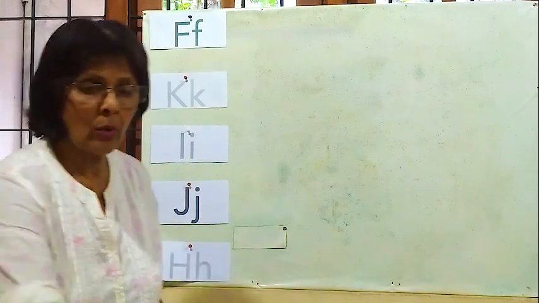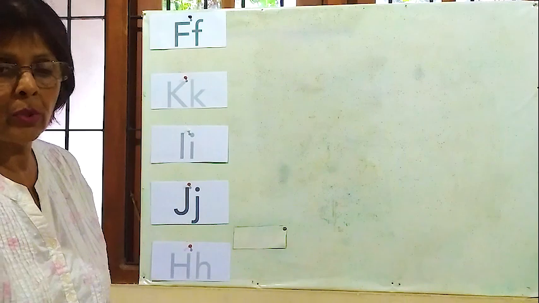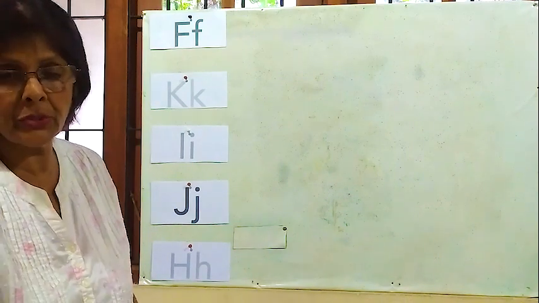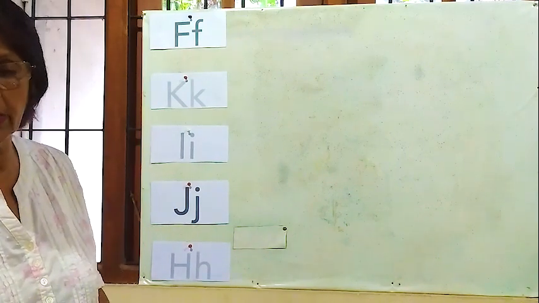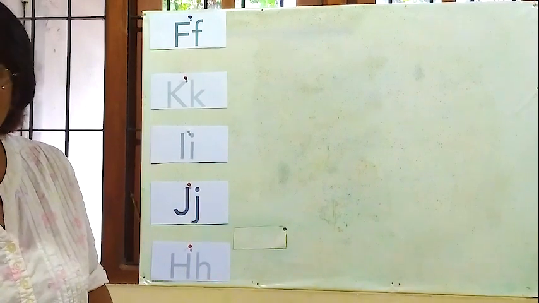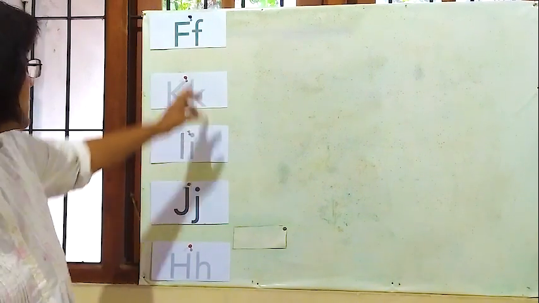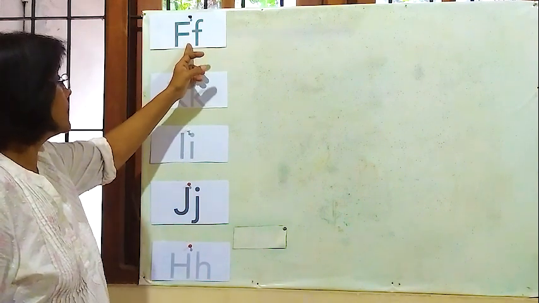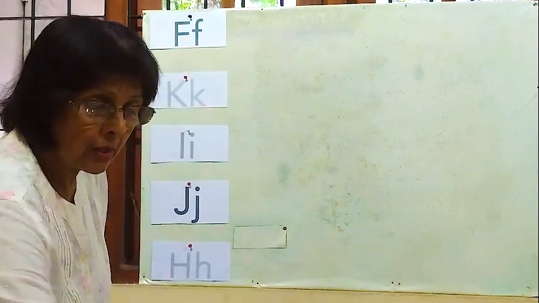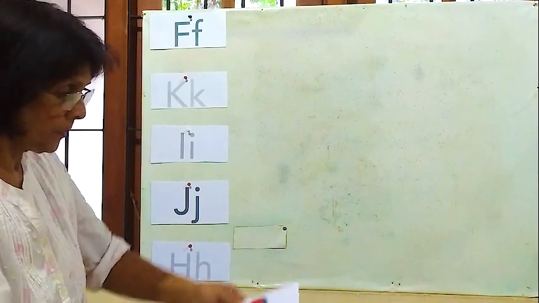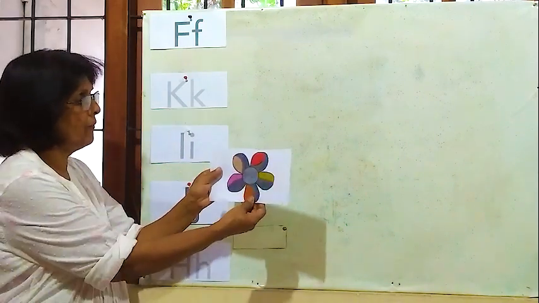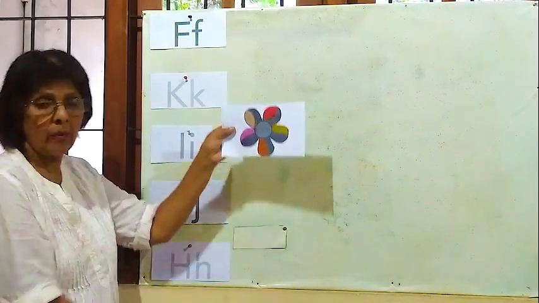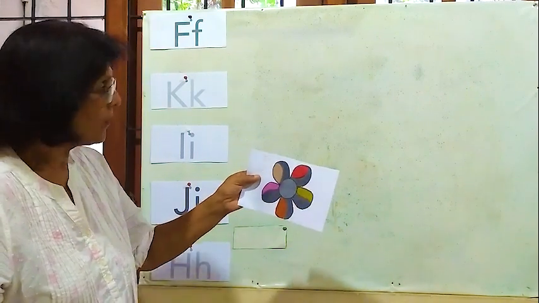Now what are we going to do? We are going to find the picture and word. Okay, now we'll start from the first one. The first letter is F. F for, what is this? F for flower. F for flower.